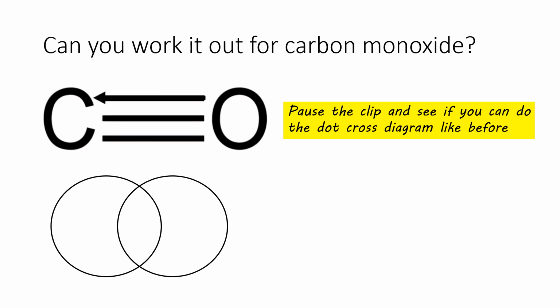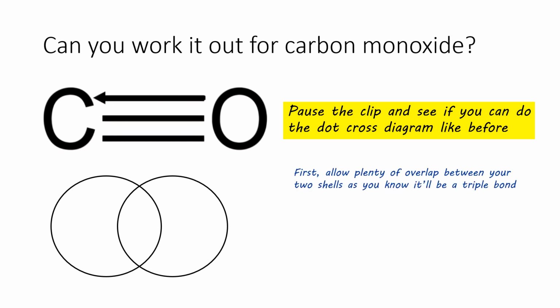Okay, so I'm assuming you're coming back to the clip now, and you allow plenty of overlap between your 2 shells. As you know, it'll be a triple bond, so therefore they'll need to fit 6 electrons in there. The next thing to do is to have a look at identifying which circle is which element. It doesn't matter which way around you do it. So I'm going to match the diagram that I put up at the top and put a C on the left and an O on the right.